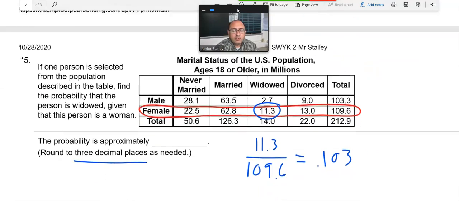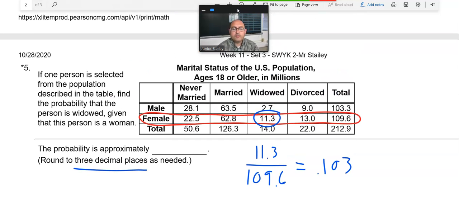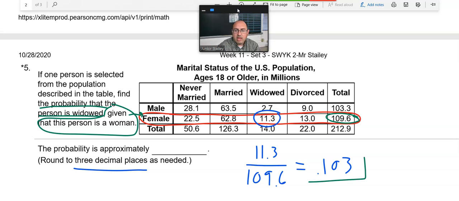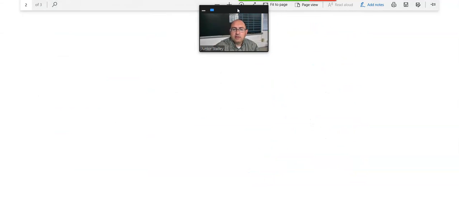Yeah, I'm good. Question 5, and I think this is our last one of this particular bunch. It says, find the probability that a person is widowed, given that this person is a woman. So they just focused my attention on the row female, and then they wanted me to say, what's the probability that they're widowed? So now I focused my attention on widowed, which is 11.3, and I went over and found the total for that particular row, 109.6, and I divided them, and I got 0.103, once again rounded to 3 decimal places. So there you go. And I'm pretty doggone sure that is the end of the story.